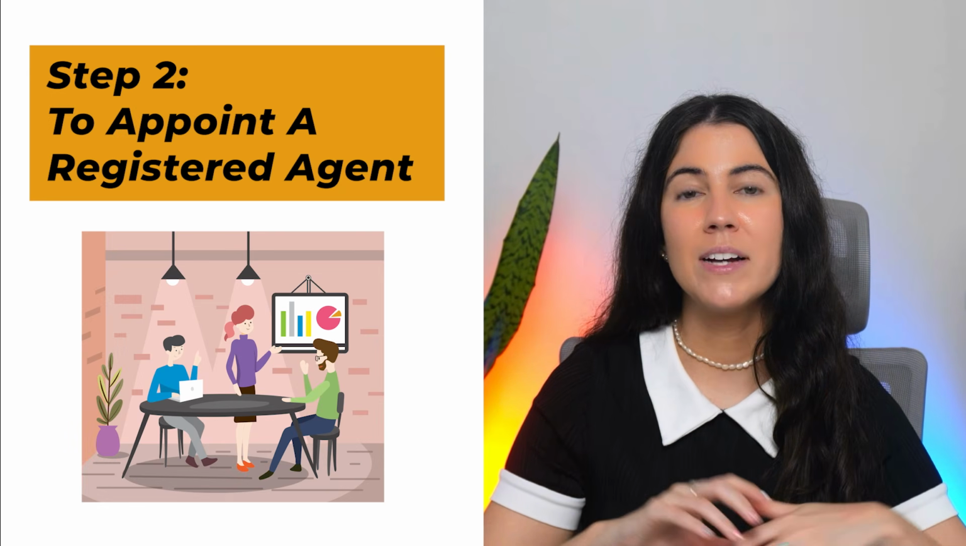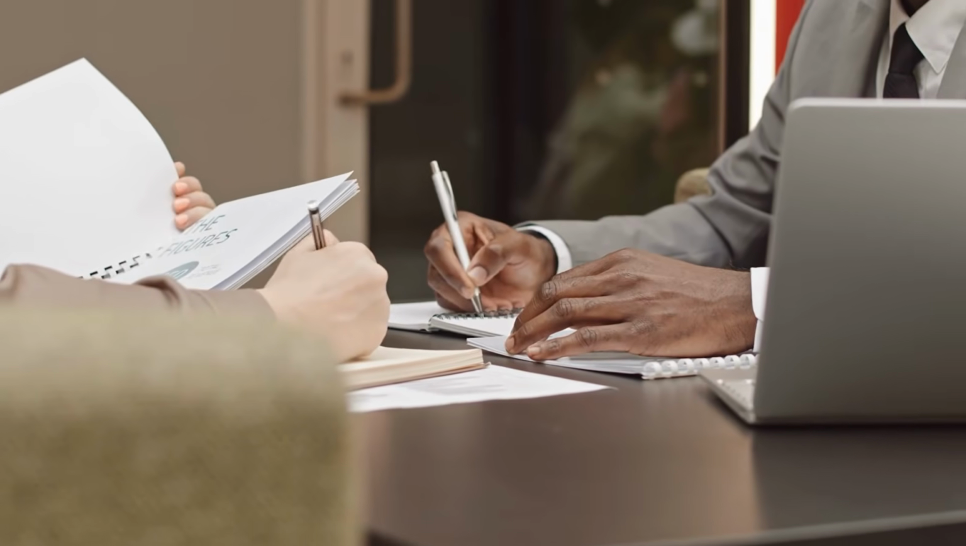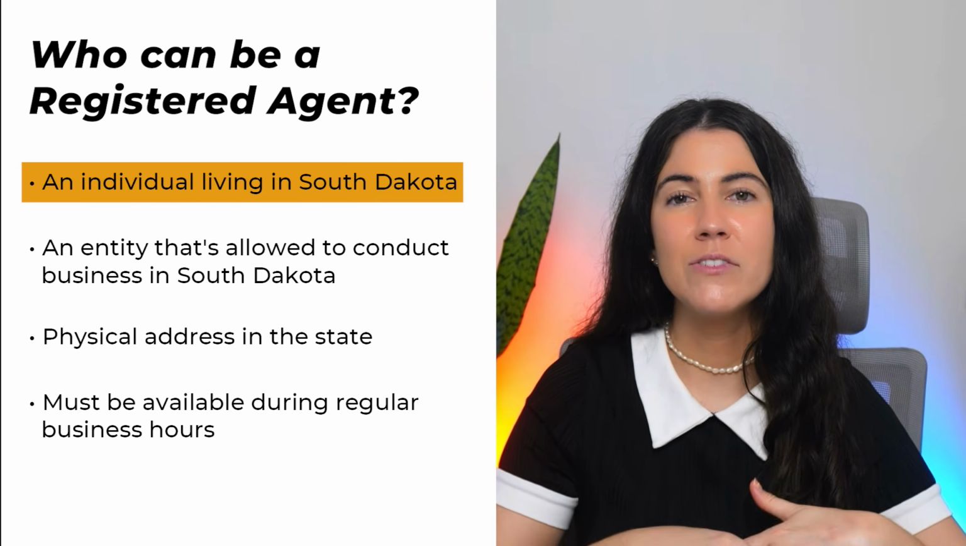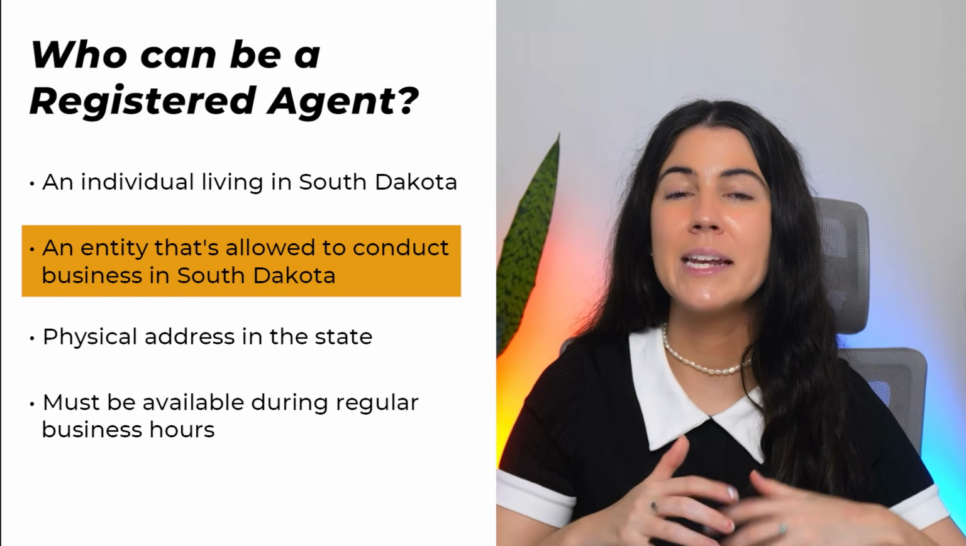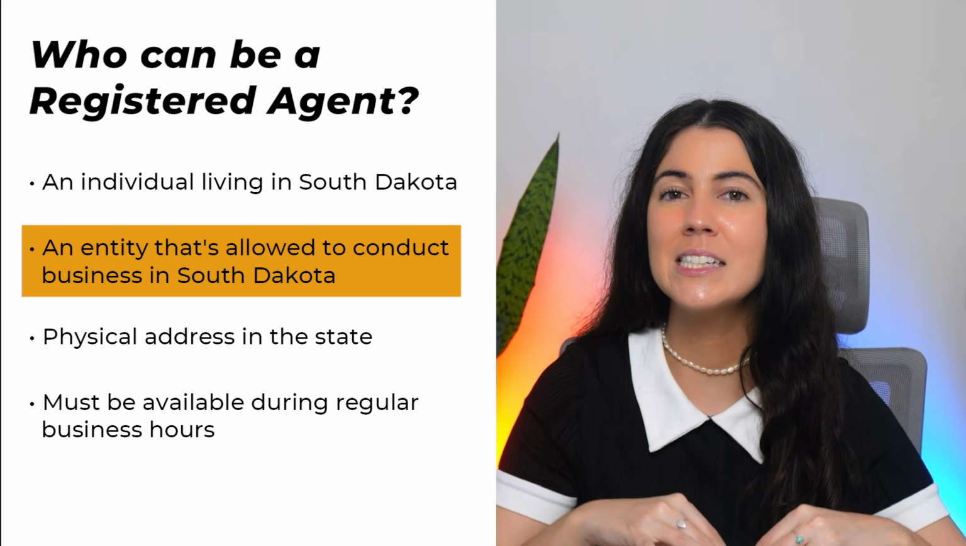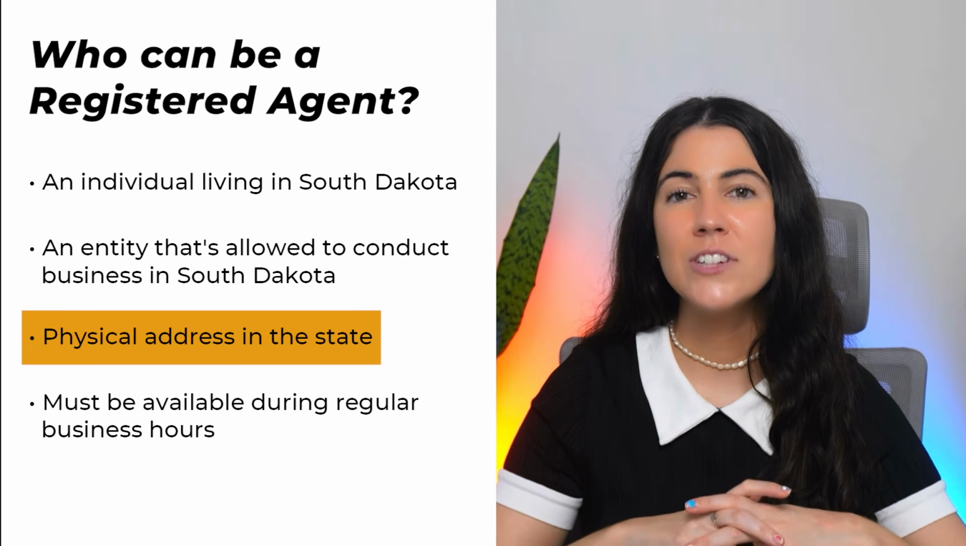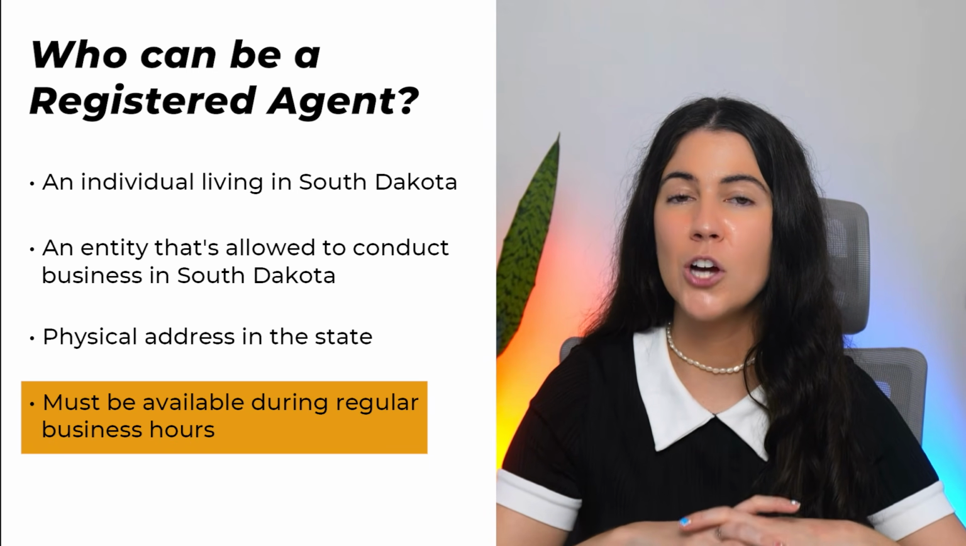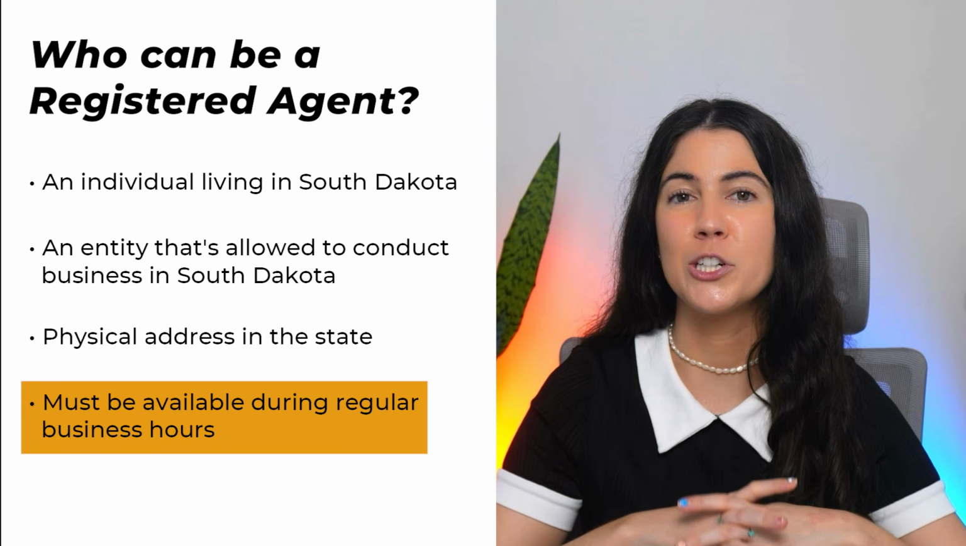Step number 2 is to find a registered agent. A registered agent is a person or a business that is going to help you receive and send significant legal documents to and from the government on your behalf. So in case you get sued or the state needs to contact you, they're going to contact you through your registered agent. So who can be a registered agent? They must be an individual living in South Dakota, or they must be an entity who's allowed to conduct business in South Dakota. They also must have a physical address in South Dakota, and they must be on site and available to receive documents on your behalf during regular business hours.